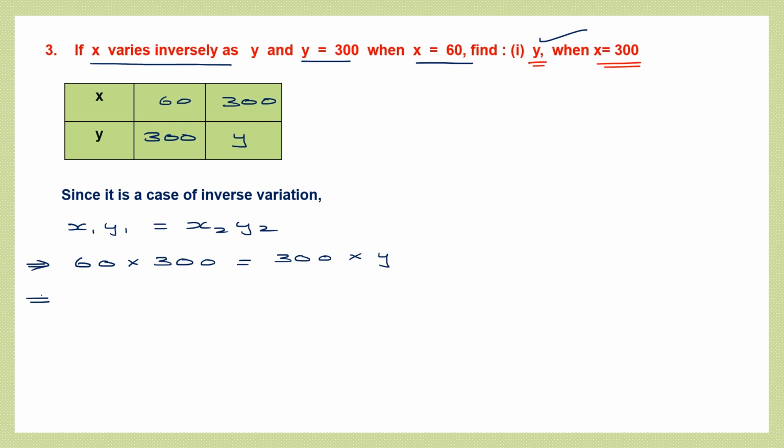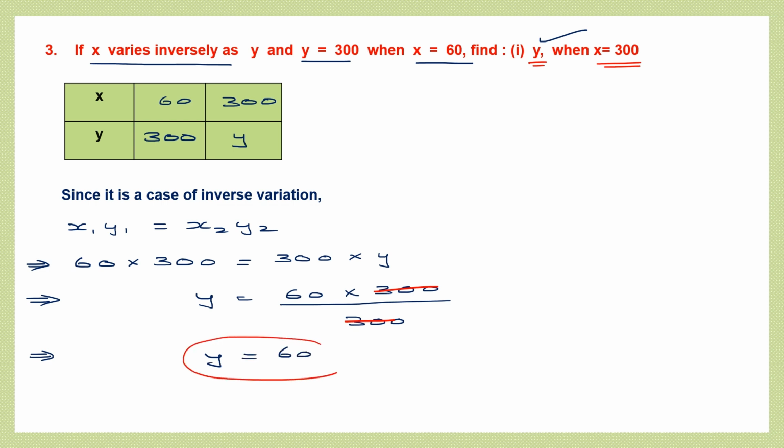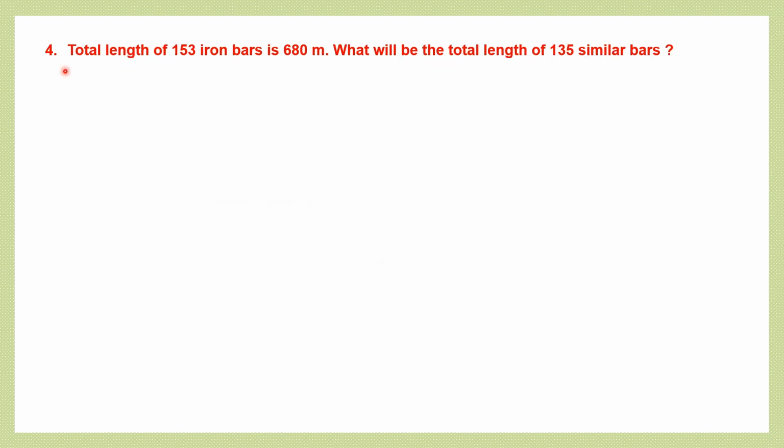Now let's find the value of y. Y is equal to 60 into 300 divided by 300. We can cancel the 300 here and the 300 here. So now we have found the value of y. Y is equal to 60. So we have got our answer. Y is equal to 60.